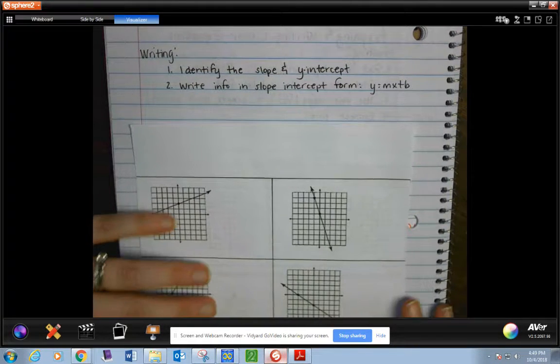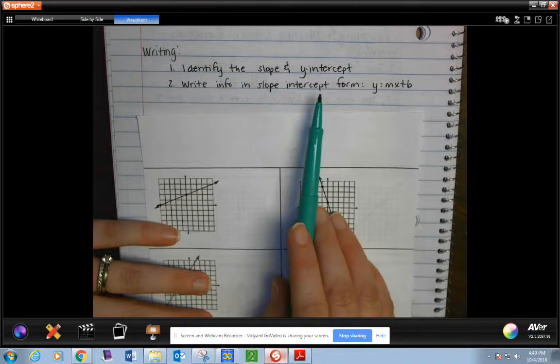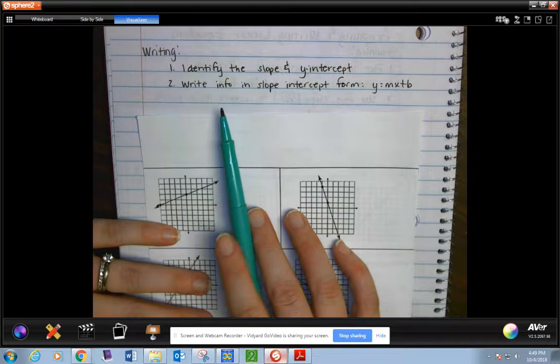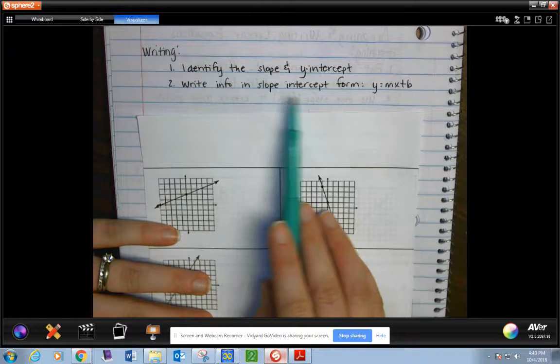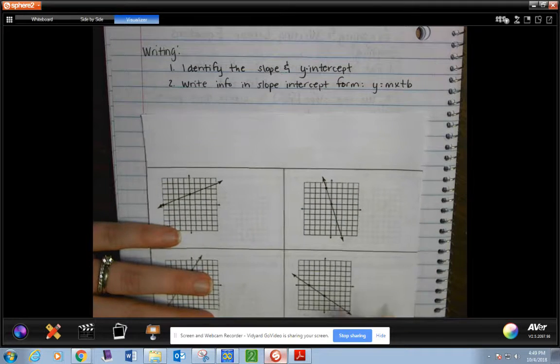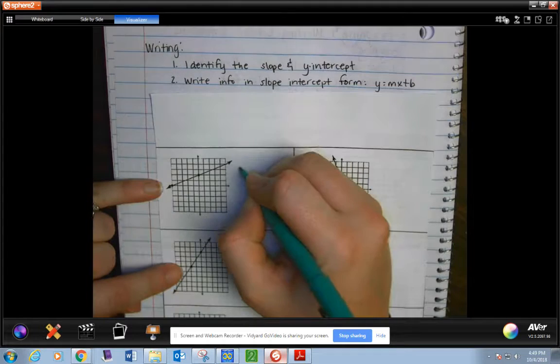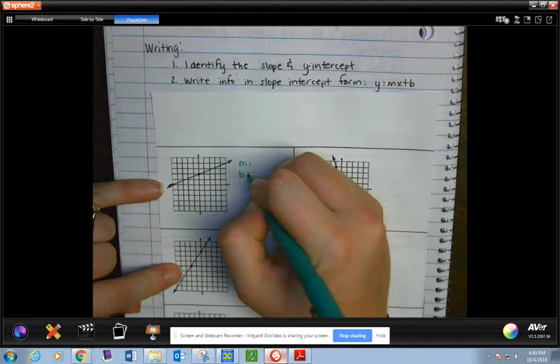So we're going to take the other cutout. The first thing you have to do is identify the slope and the y-intercept. You need to write the information in slope-intercept form. So once you find m and once you find b, you just plug it into y equals mx plus b. So you can see your examples on here, the dots. You need m and you need b.